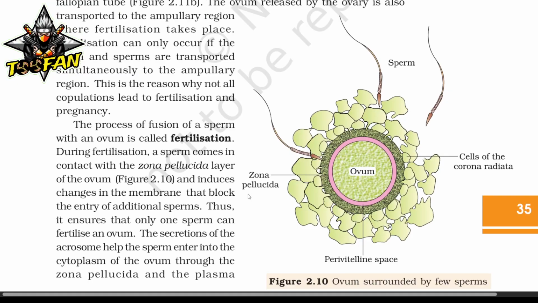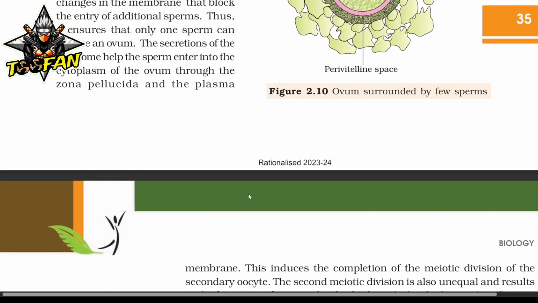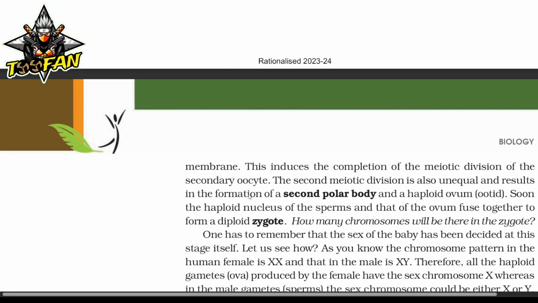The process of fusion of a sperm with the ovum is fertilization. During fertilization, a sperm comes in contact with the zona pellucida layer of the ovum and induces changes in the membrane that block the entry of additional sperm. Thus, it ensures that only one sperm can fertilize an ovum. The secretion of the acrosome helps the sperm enter into the cytoplasm of the ovum through the zona pellucida and the plasma membrane. This induces the completion of the meiotic division of the secondary oocyte. The second meiotic division is also unequal and results in the formation of a second polar body and a haploid ovum, the ootid.